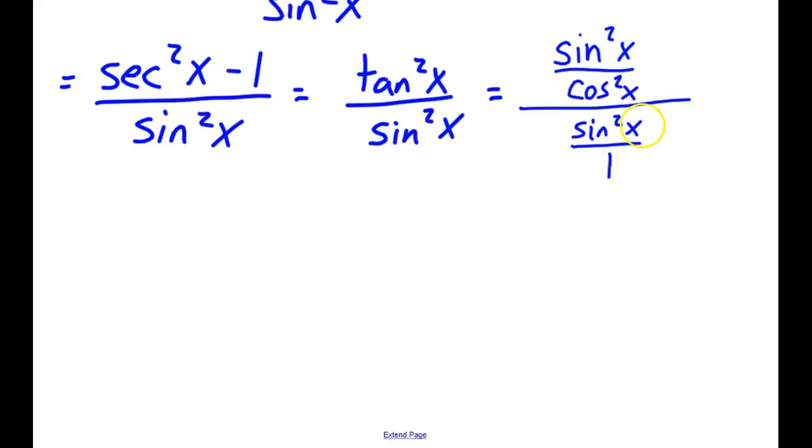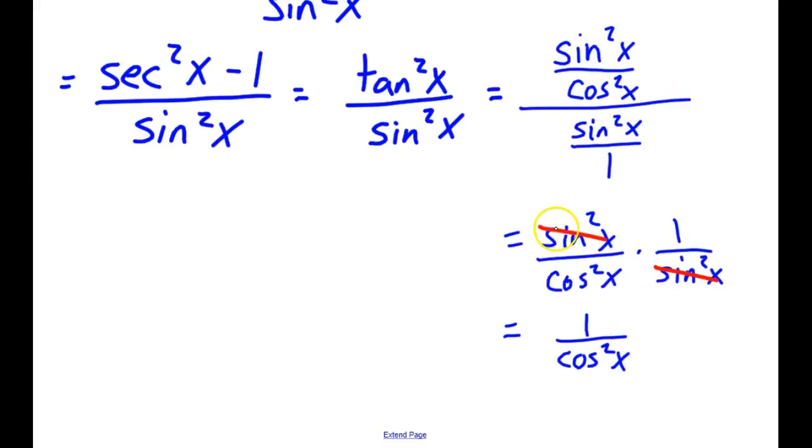We have a fraction divided by a fraction, so we could take our numerator and multiply by the reciprocal of the denominator. The sine squared x in the numerator and denominator cancel each other out, leaving us with 1 over cosine squared x. The last thing we need to use is a reciprocal identity. We know cosine is related to secant, so 1 over cosine squared x is equal to secant squared x. And now that's our simplified answer.